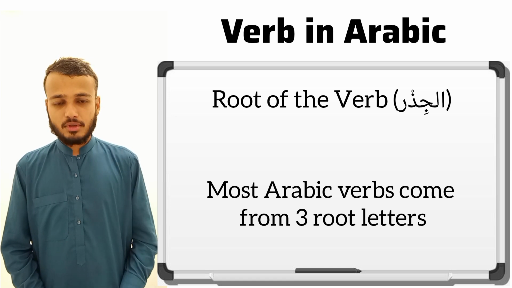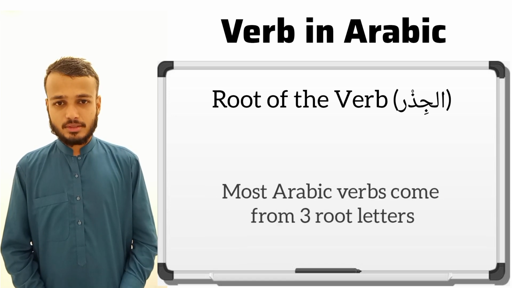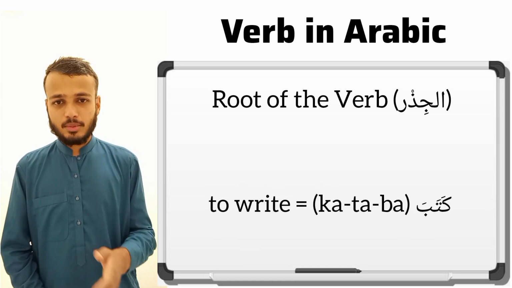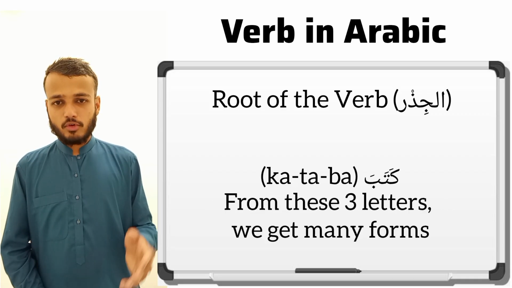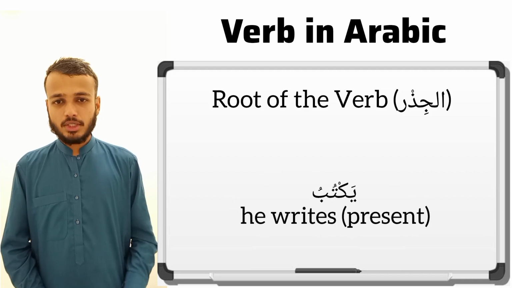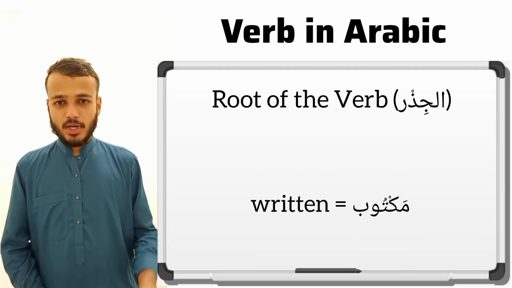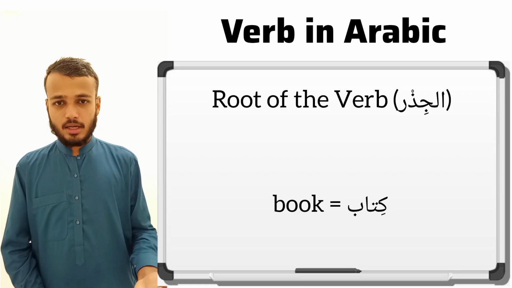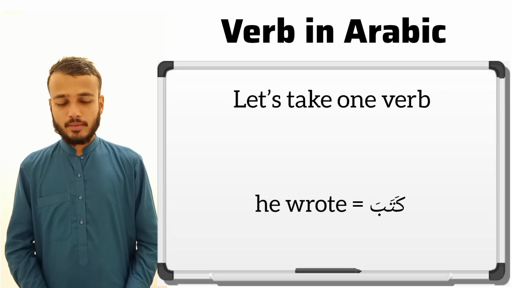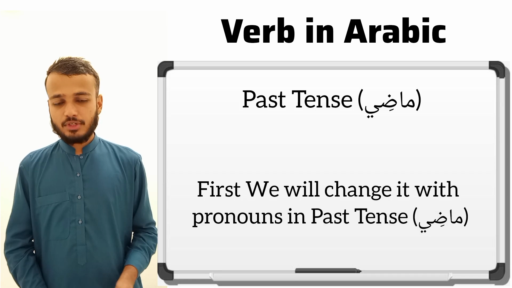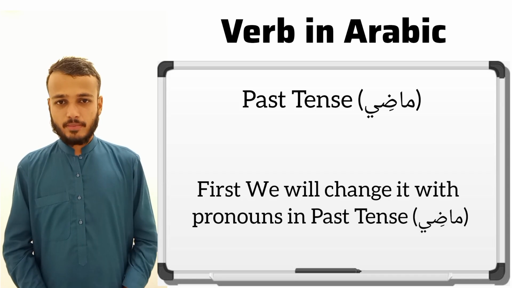Most Arabic verbs come from three root letters. For example, kataba, ka-ta-ba. From these three letters, we get many forms. For example, yaktubu, maktub, kitab. Just take one verb, kataba. First, we will change it with the pronoun in the past tense.